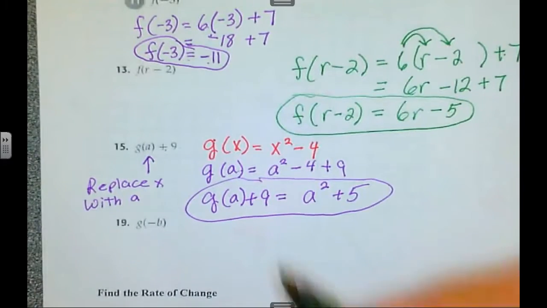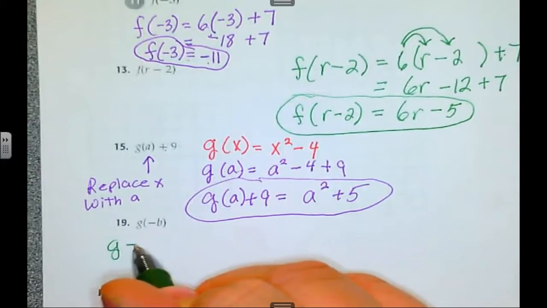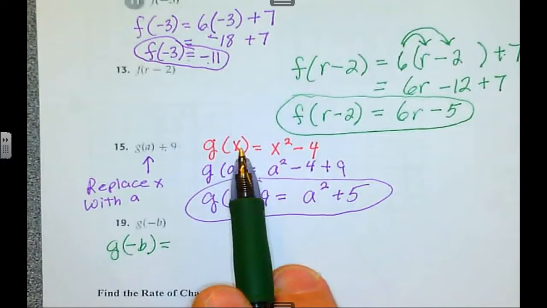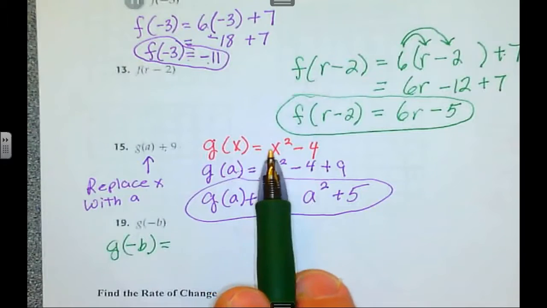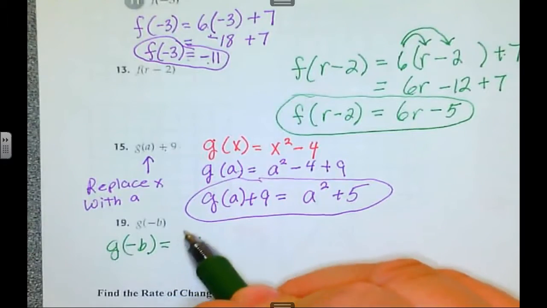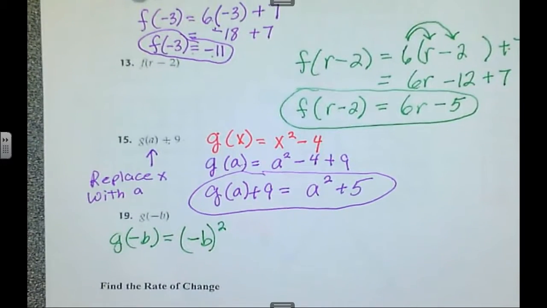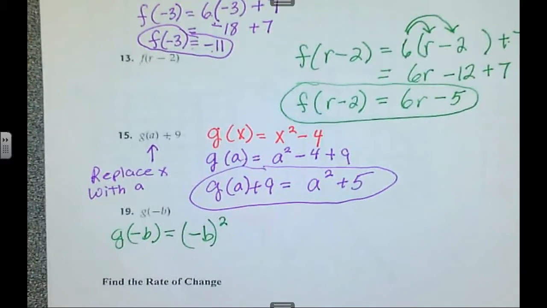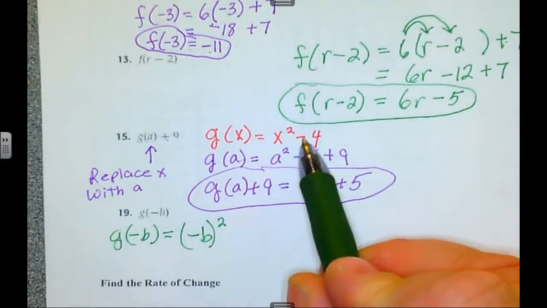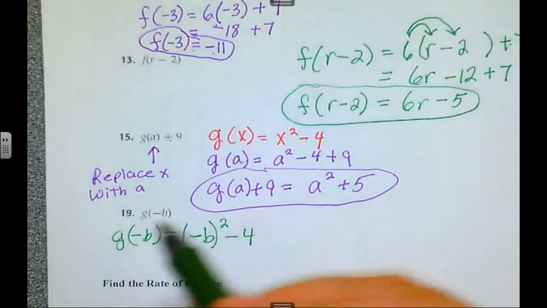How about 19? So I have the g of -b. I go back to my g function and plug in -b for my x, so I'm going to put -b squared. Always put negative numbers in parentheses when you're raising them to a power. And then I have the -4. And that one's actually a lot easier than the one before it.